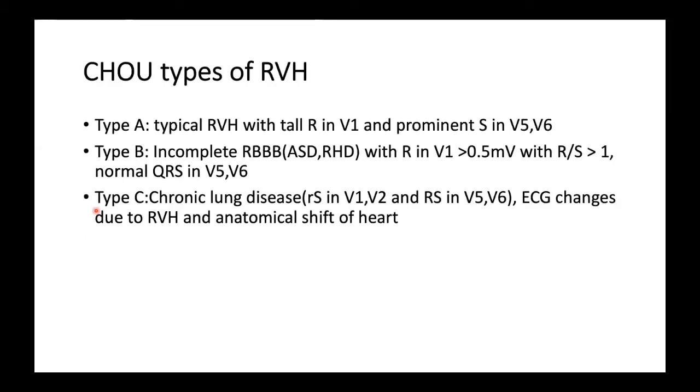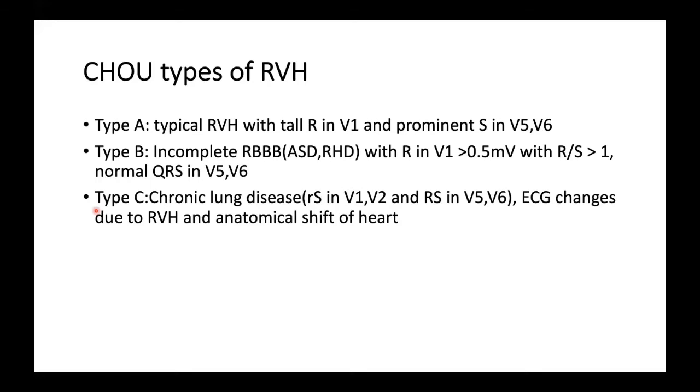Now, as I discussed with you, there are various types of RVH based on which you can tell the etiology of RVH. Type A is the typical RVH where there is a tall R in V1 and a prominent S in V5, V6. There will be a strain pattern, and this you see typically in patients with pulmonary stenosis and pulmonary hypertension. Type B you see in patients with ASD, where you have an incomplete RBBB, and R in V1 will be more than 0.5 millivolt and R by S will be more than 1, whereas V5 and V6 show a normal QRS and do not follow the typical criteria in type B.